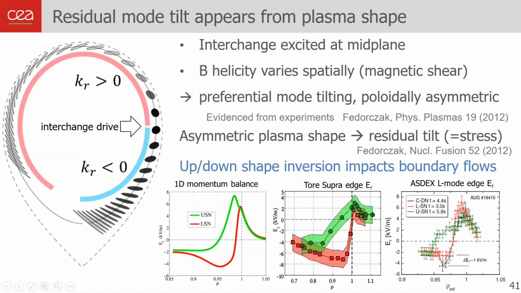This was tried in a 1D momentum balance, where we reversed the position of the X point to reverse the sign of the symmetry breaking. And we did that, and we obtained these two different radial electric field profiles. This has to be compared to experimental findings, Tore Supra, for instance, or ASDEX, where you find that the change might be qualitatively coherent. This is maybe an effect that takes place in experiment, and that plays on the flow shear and maybe access to H mode.